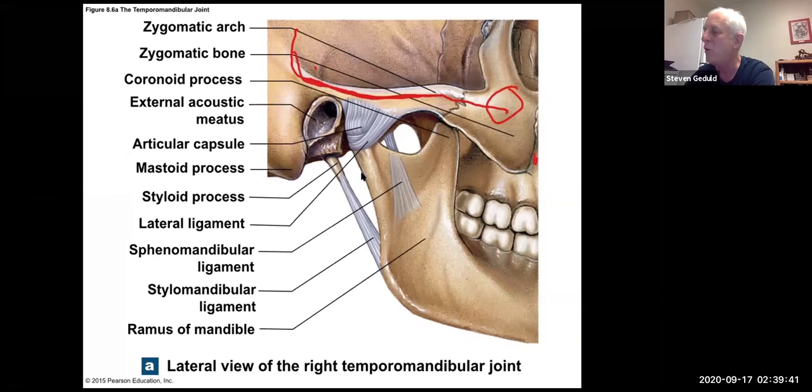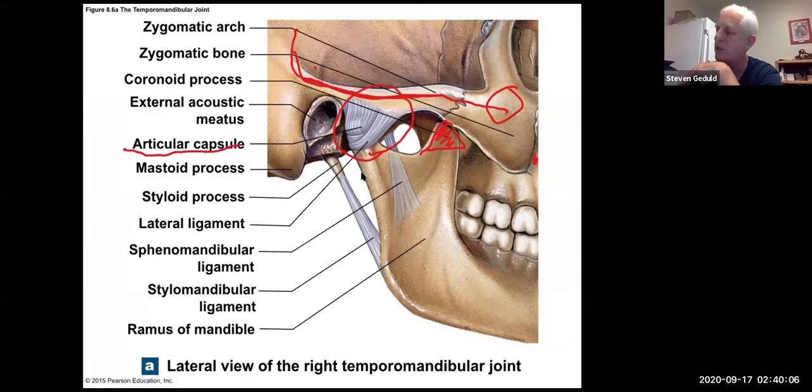Okay, you have your coronoid process. Remember this part of the mandible. This is your coronoid process. This is your condyle right here that's wrapped up in this joint. You have your external acoustic meatus, which is the opening to your ear canal. You have your articular capsule. Remember, the articular capsule surrounds all synovial joints on the outside. You have the mastoid process, which sits just posterior to the external acoustic meatus. You have the styloid process, which is your hook that hangs down.